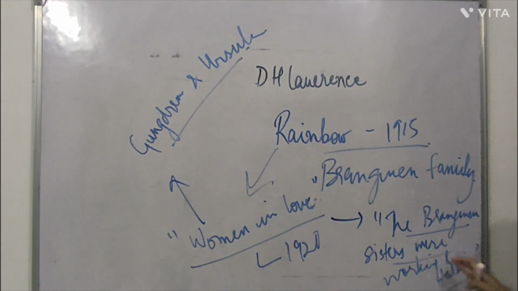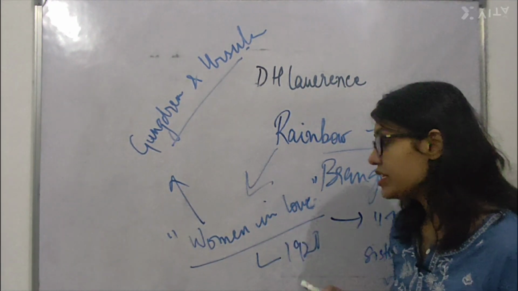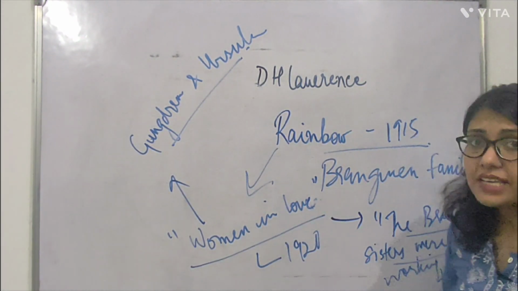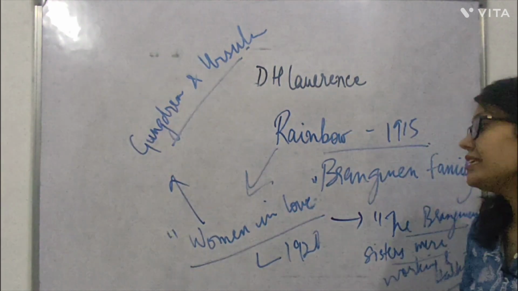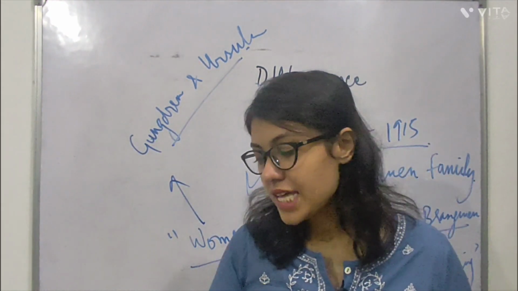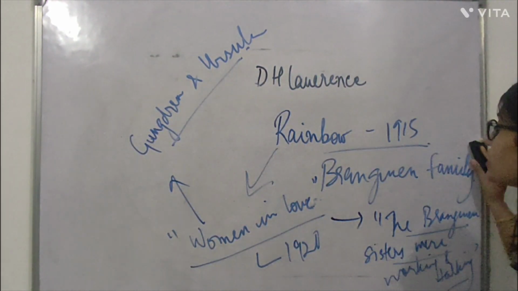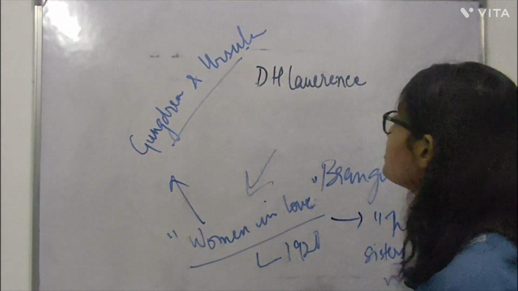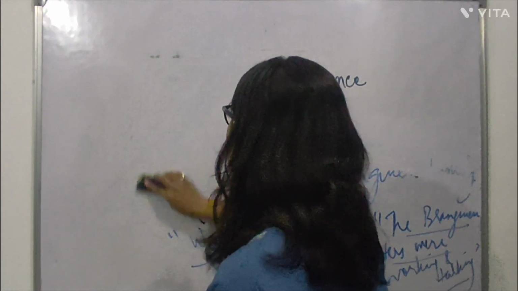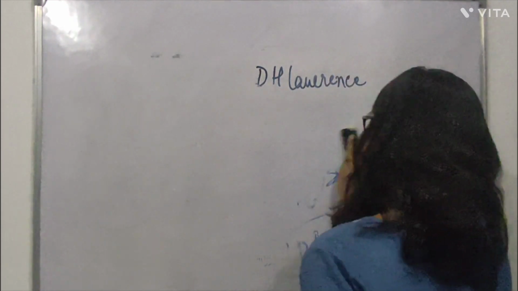The first line of the book is, "The Brangwyn sisters were working and talking." This is about homosexual relationships. The first chapter was suppressed, and a headline came out in the newspapers which said this is a book that police should ban because it is misleading the youth into disastrous relationships.